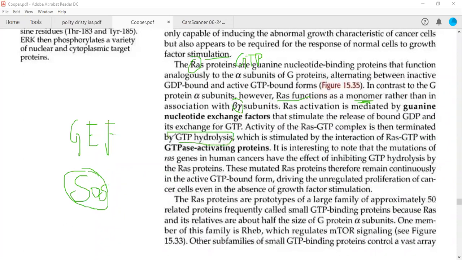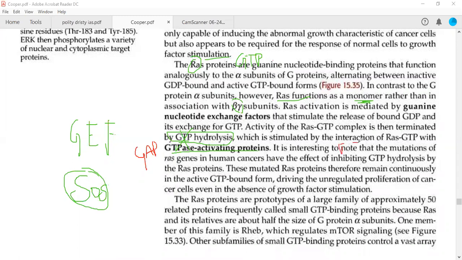So somehow, if you remove this GTP and convert this GTP into GDP, that is called GTP hydrolysis. And this GTP hydrolysis will leave RAS protein inactive. Okay, so who is going to hydrolyze this? A GTPase activating protein, that is called GAP. So this GTPase activating protein will hydrolyze bound GTP and will convert GTP into GDP so that this RAS will be inactivated.